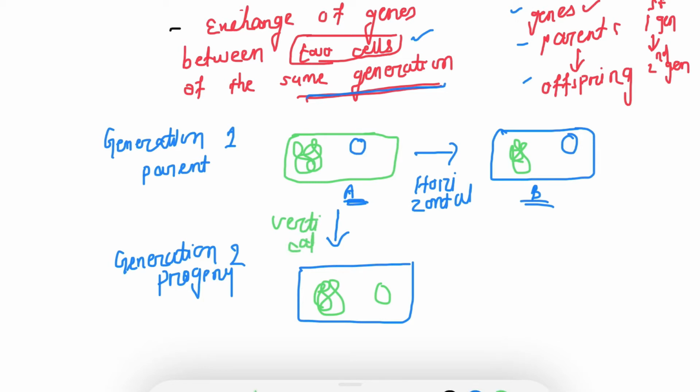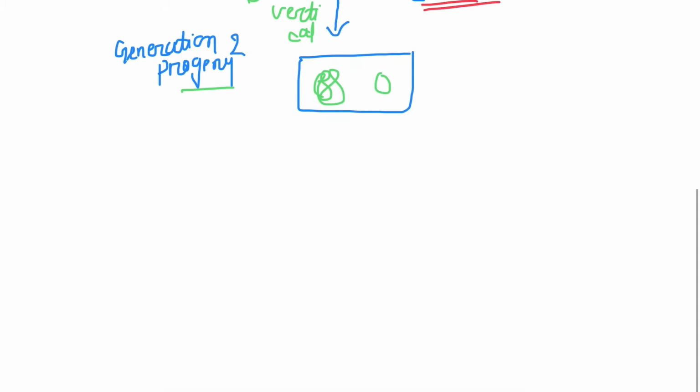If the gene is transferred from the parents to offspring or progeny, then that is vertical gene transfer. If the gene is transferred from one cell to another cell of the same generation, then that is called horizontal gene transfer. Hope I am clear, and now you have a clear idea about what horizontal and vertical gene transfer are. Horizontal gene transfer is seen in bacteria.